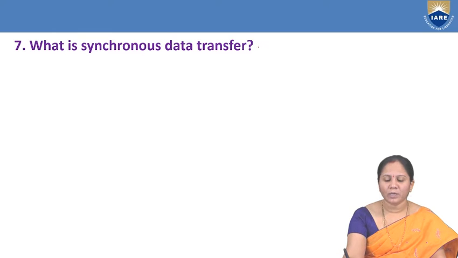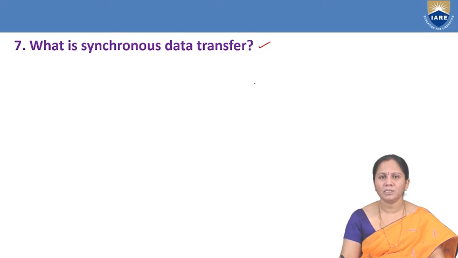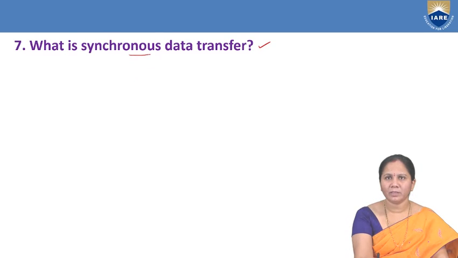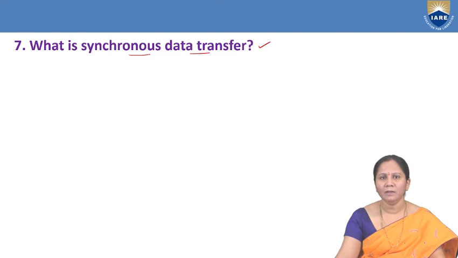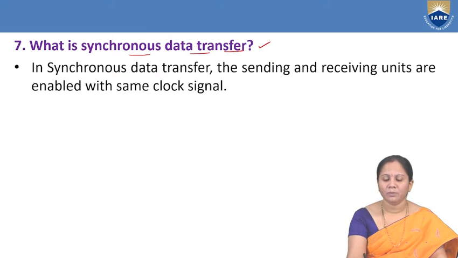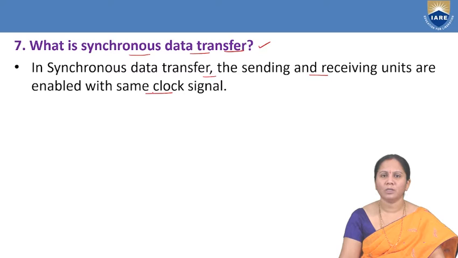Next, what is synchronous data transfer? In the previous case, we have seen there are three methods. Here they are asking about one of the methods. The three methods differ based on the clock signal. In synchronous data transfer, the sending and receiving units will be enabled with the same clock signal. That means the transmitter and receiver for communication will both maintain the same clock frequency.